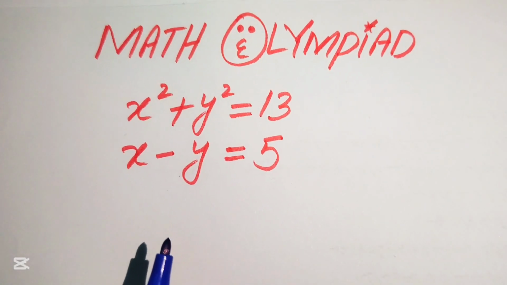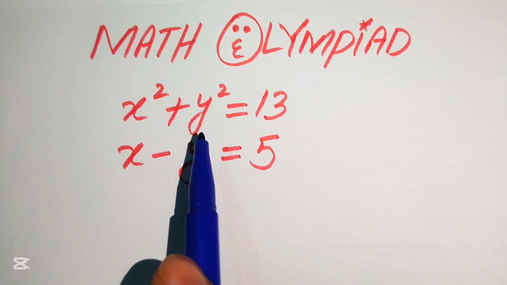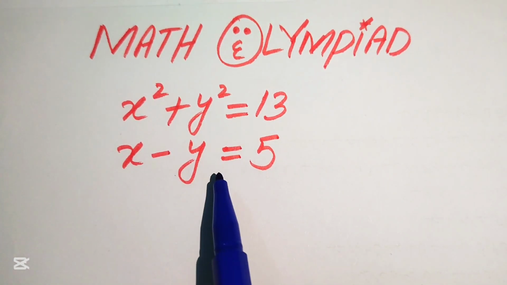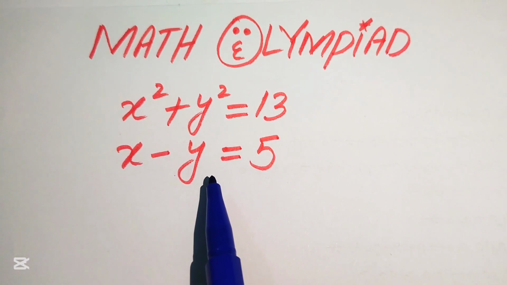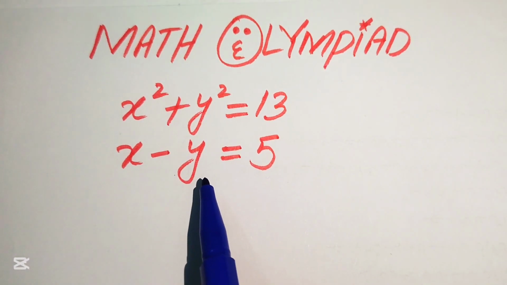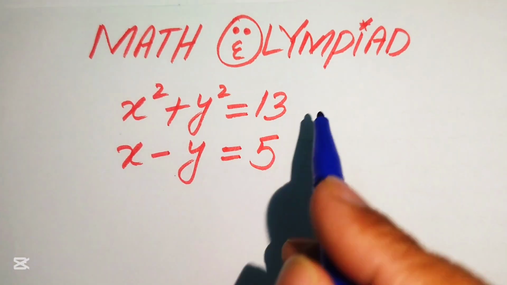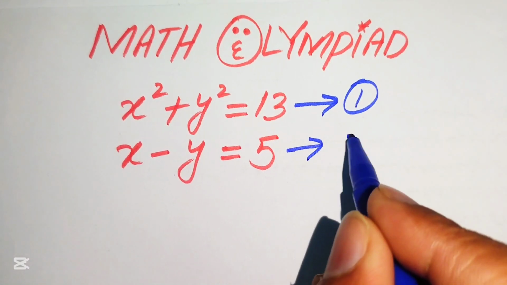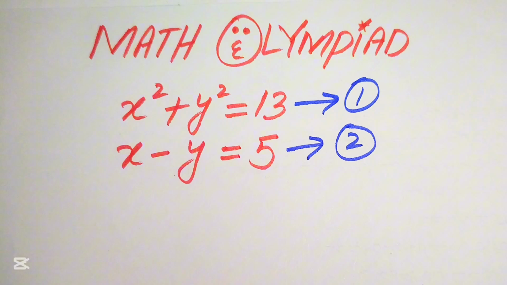So here we have x square plus y square equals 13 and x minus y equals 5, and we solve this problem for the values of x and y. First we call this our equation number 1 and this our equation number 2.